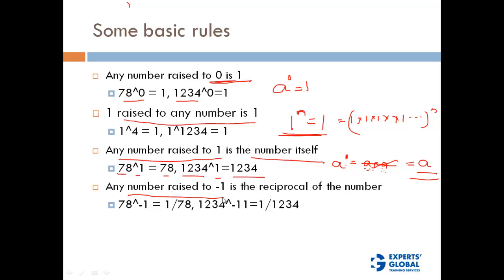Any number raised to minus 1 is the reciprocal of the number. What have you seen on the earlier slide? a raised to minus n is going to be 1 by a raised to n. So a raised to minus 1 is going to be 1 by a raised to 1, which is going to be 1 by a. That means any number raised to minus 1 is going to be the reciprocal of the number. Let's see here, 78 raised to minus 1 is 1 by 78. 1234 raised to minus 1, I'm sorry, the earlier one was a typo. 1234 raised to minus 1 is equal to 1 divided by 1234.